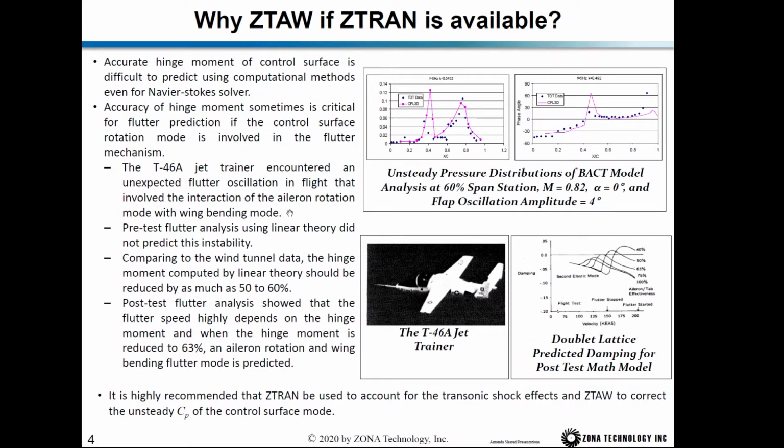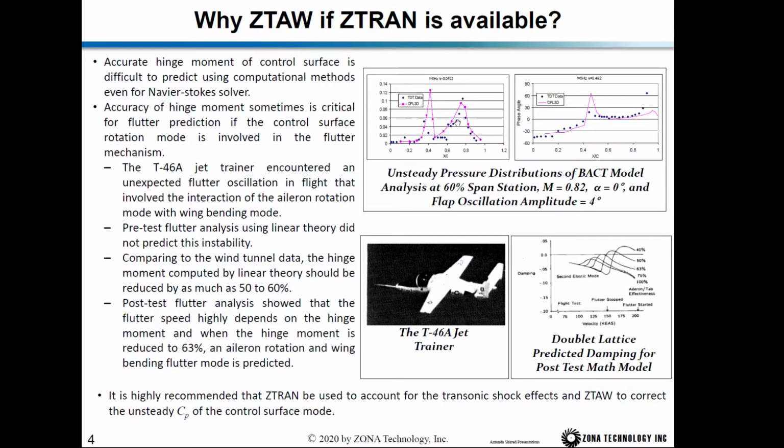Now you may ask, if we have ZTRAN which can capture transonic shock effect, why do we need Z tau? This is because an accurate hinge moment of a control surface is difficult to predict using computational methods, even if you use a Navier-Stokes solver. Shown here is the unsteady CP distribution on the BACT wing due to trailing edge flap oscillation.